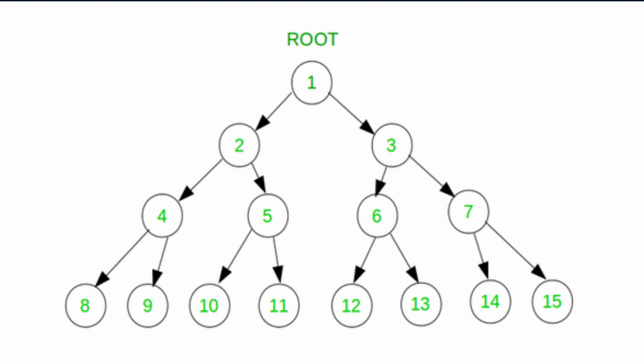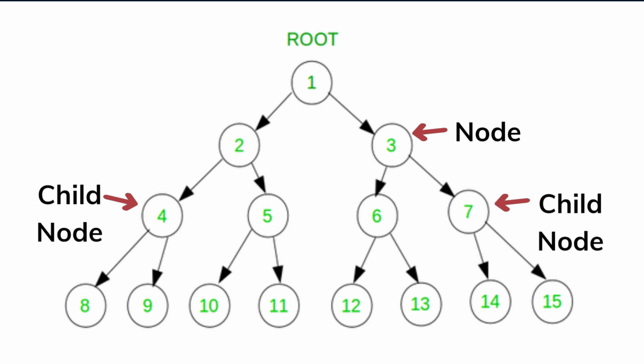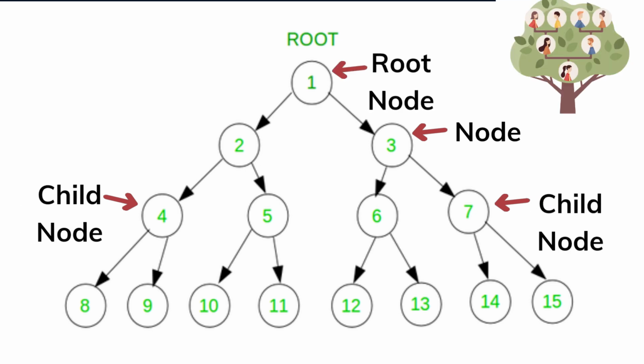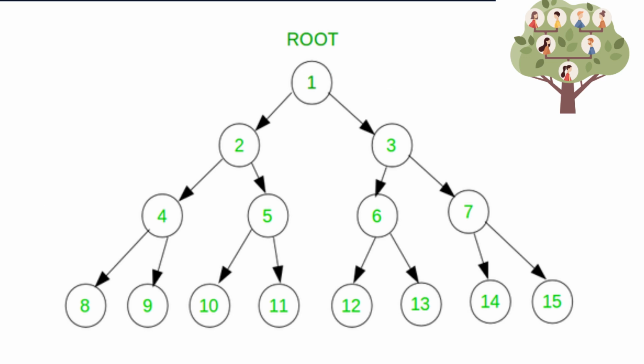So, what exactly are trees? Well, simply put, they're a way of representing data as a tree-like structure in C++. In a tree, each node can have multiple child nodes, and there's only one root node at the top. Think of it like a family tree or a branching diagram.